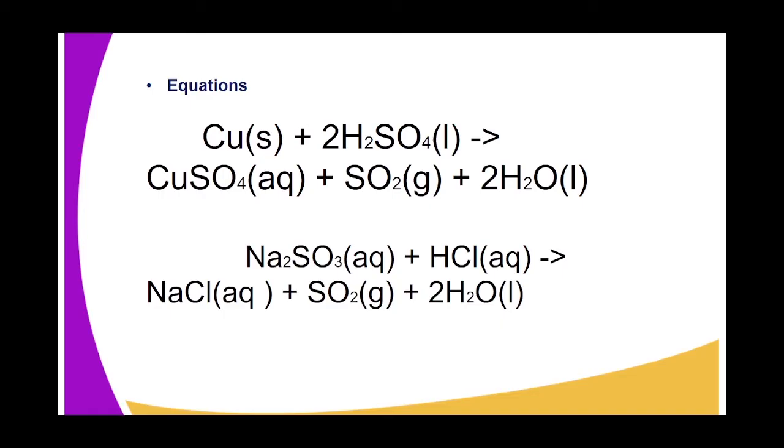Therefore, we can see that sulphur 4 oxide is prepared by two methods. One, when copper is reacted with concentrated sulfuric acid. Two, when sodium sulfite is reacted with hydrochloric acid.